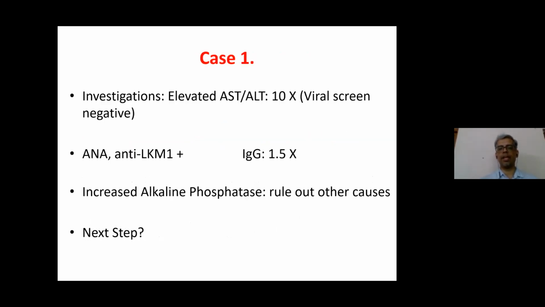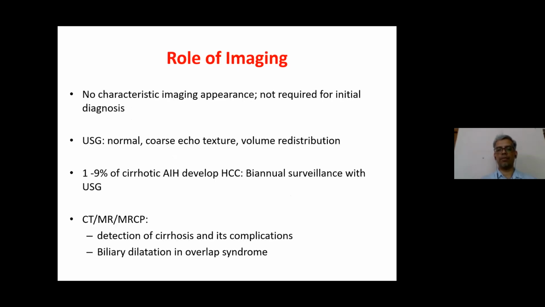So coming back to our case, the patient had elevated liver enzymes. You did a viral screen, all negative. Autoimmune markers came as positive, IgG levels were 1.5 times elevated. The alkaline phosphatase showed a borderline increase. So what's the next step? If your alkaline phosphatase is elevated, as we have talked about, think about possible other differential diagnoses. Hence comes the role of imaging.